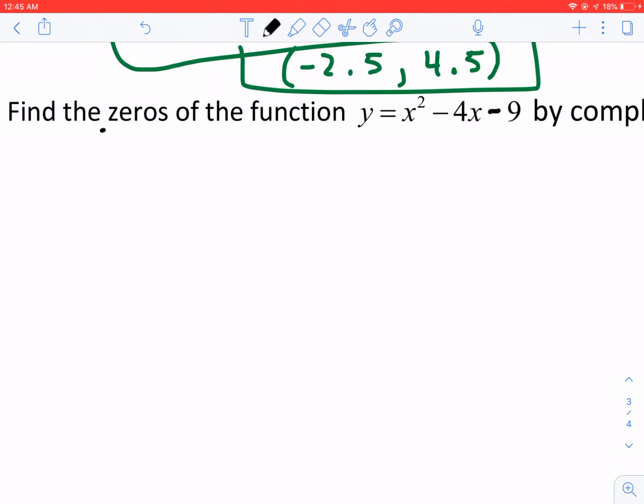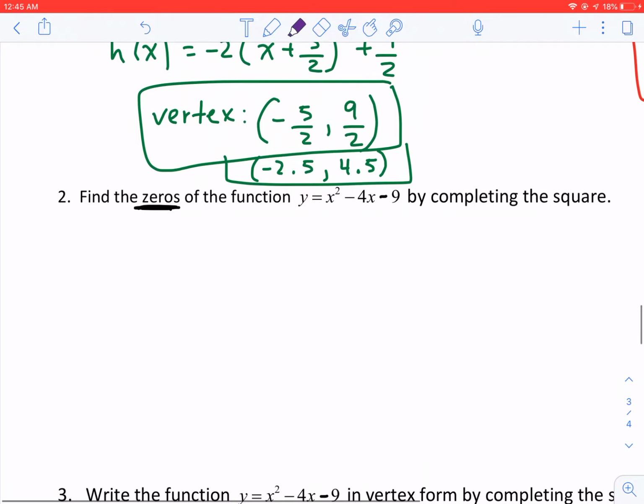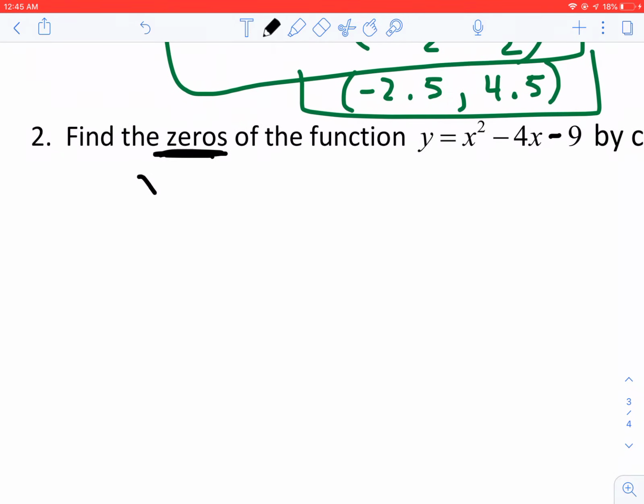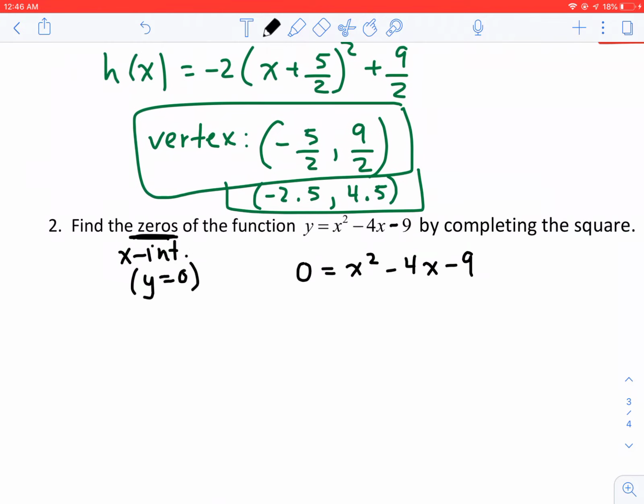Remember, if you want to find the zeros of something, you're looking for the roots or the x-intercepts. So if we're looking for the zeros, another word for zeros is x-intercepts. And if you remember how to find x-intercepts, you make the y value equal to 0. So what we're doing in this problem is we're solving this equation, x squared minus 4x minus 9, and I want you to solve this by completing the square.